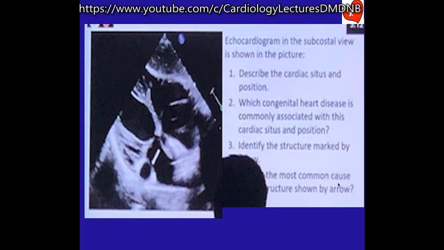This will be like a mirror image dextrocardia, more or less. So here it is like a situs inversus dextrocardia with an otherwise normal heart. Then what is that second question they are expecting? Like which congenital heart disease is commonly associated? I said no, it may not be.